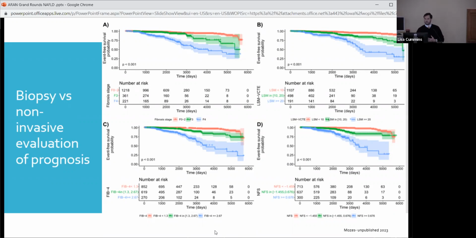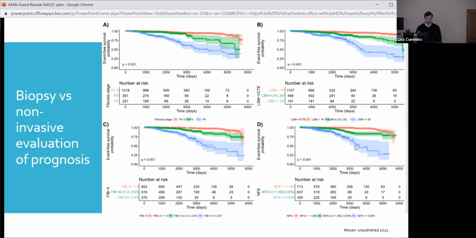days. This A quadrant up here is biopsy. In red, you see F0 to F2. In green, you see F3, and F4 is in blue. And you can see that these graphs line up pretty nicely between all four of these images. A is a biopsy. Image B is FibroScan, the vibration controlled. Quadrant C is the FIB-4 scoring we talked about, and quadrant D is the NAFLD fibrosis scoring. And you can see they all line up pretty well.